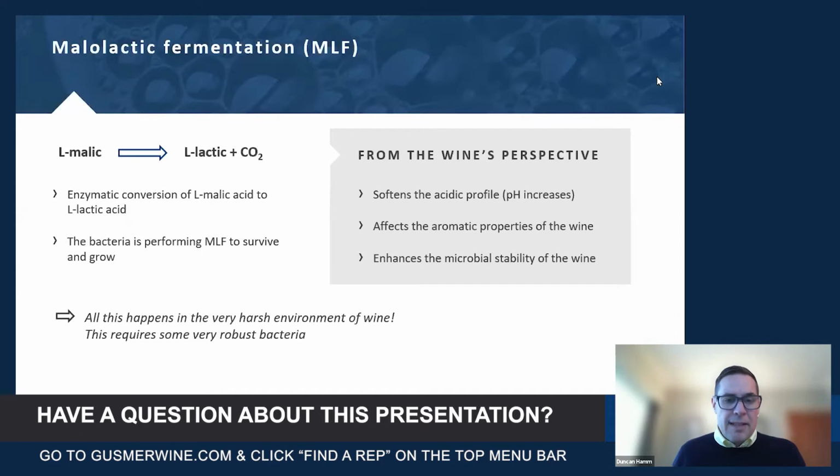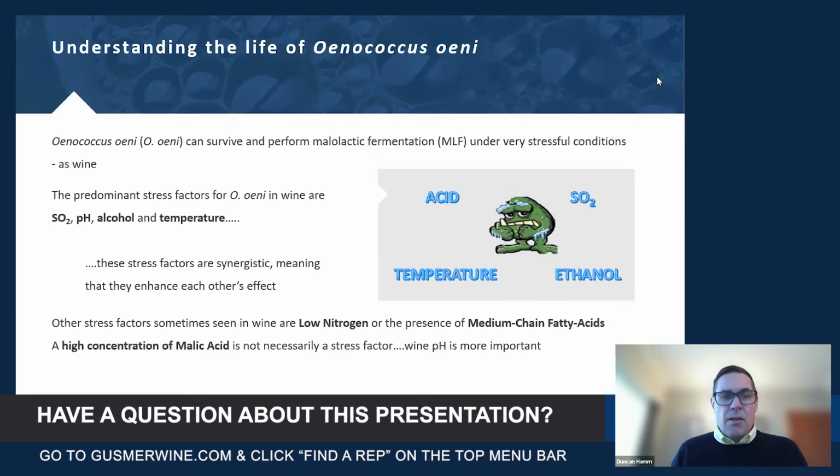Now, all of this happens in a very, very harsh environment. Wine not only has an exceedingly low pH, but also has a high level of alcohol. So it's a pretty toxic environment to pretty much almost all microorganisms. However, certain very robust bacteria can survive and can flourish in wine. So when we do talk about malo, we tend to talk about Oenococcus oeni as a predominant strain that will drive this. It's not the only species that can do it, but in most wine conditions, it's the only species that will survive well enough to do it.